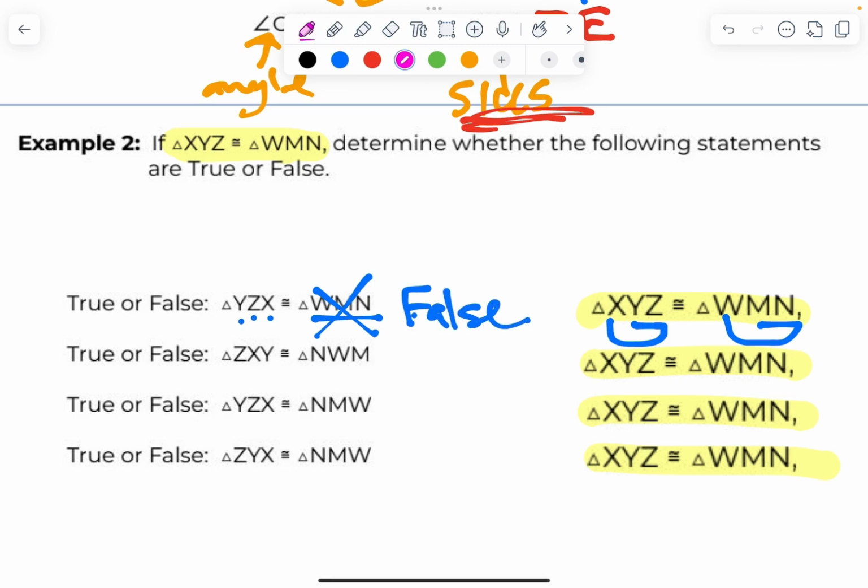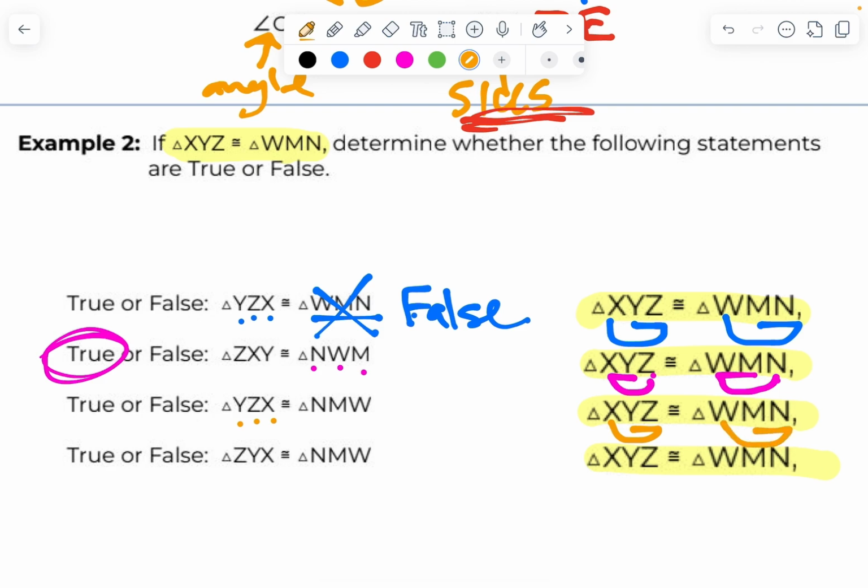For the next one, we have Z, X, Y. So Z, X, Y looks like that. So our next one should go the same way. We start at the end with N, then we come all the way to the front, W, M, N. And that one is going to be true. We're going in the same order, Y, Z, X. And so then again, we're going to go in that same order. We're going to start off M, N, and then W. M, N, W, these are not in the right spot, so that one is going to be false.